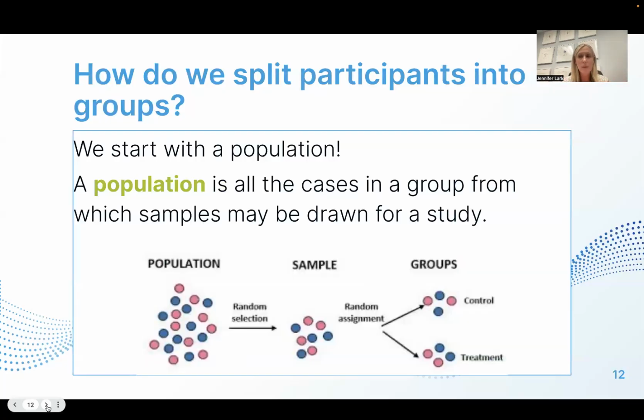Okay, so we start out with a population. We say our population is all children with ADHD. Now we need to figure out how we can reasonably select a subsection of that population that's going to be able to take part in our study. We want to do that randomly so that there's no bias involved in the way that we select the sample. We'll talk more about that in a minute. Once we get the sample, then we're going to also randomly split the sample into our experimental or treatment group and our control group. So let's dig into that a little bit more.